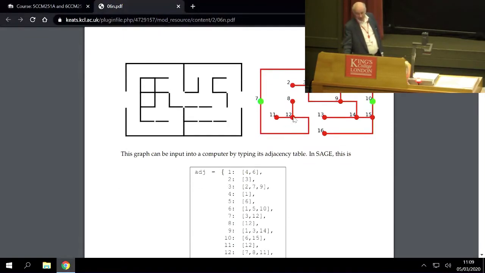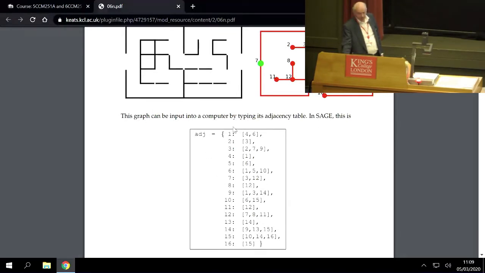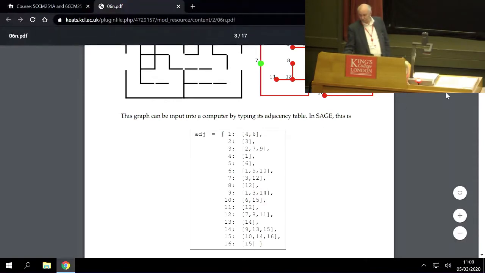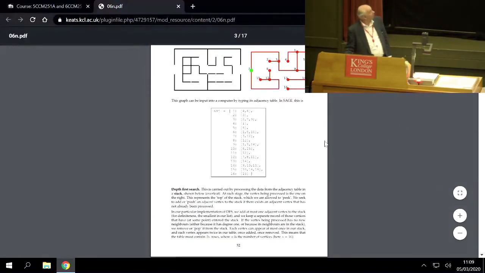And just to remind you, you can solve this by computer with relevant programs. The way you'd insert this graph into the computer, if you used, say, Sage, you might do it by just giving this adjacency data. So this is basically an adjacency table, in which we're saying that vertex 1 is adjacent to vertices 4 and 6. Vertex 2 is a dead end. It's only adjacent to 3, and so on.